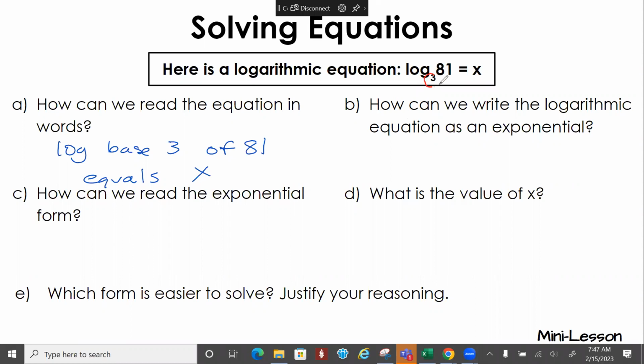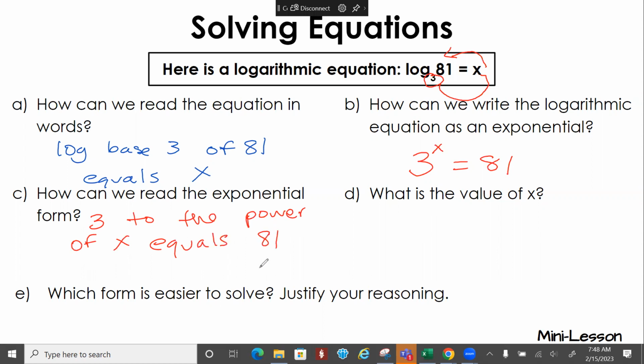So we start at our base. We go to the outside and we finish at our exponent. So that's the order that we're going to write it in. So 3 to the x equals 81. Now, how do we read the exponential form? 3 to the power of x equals 81.